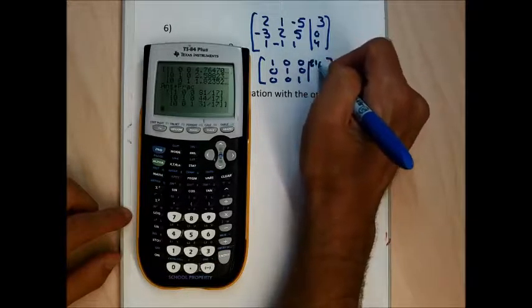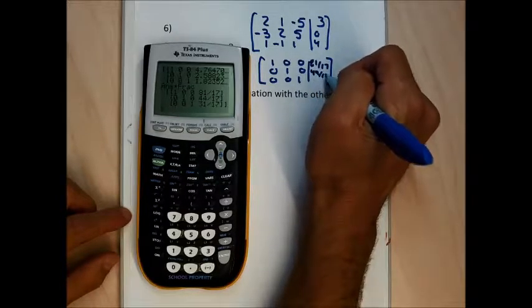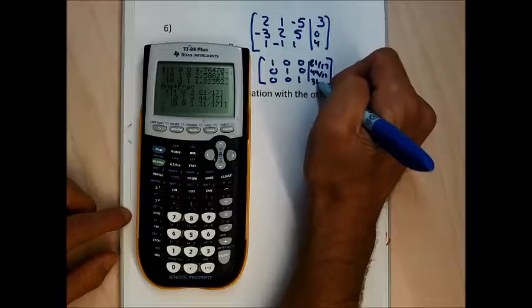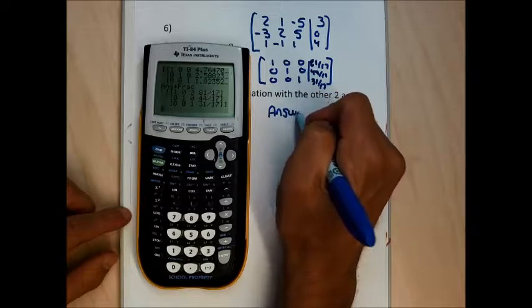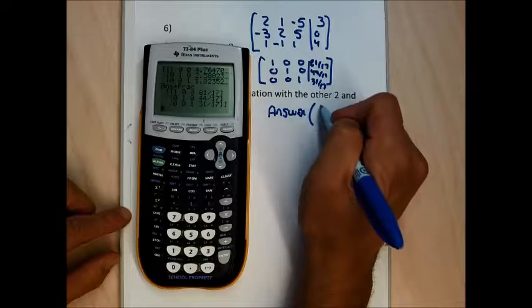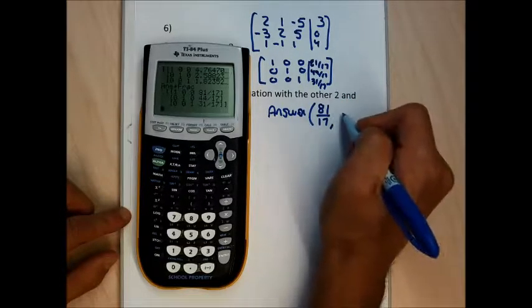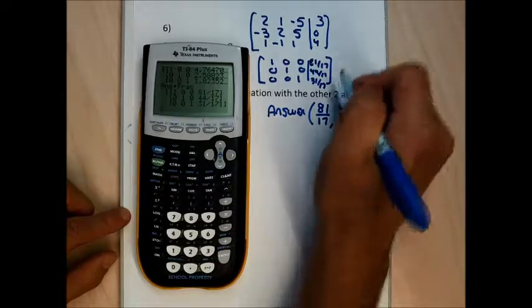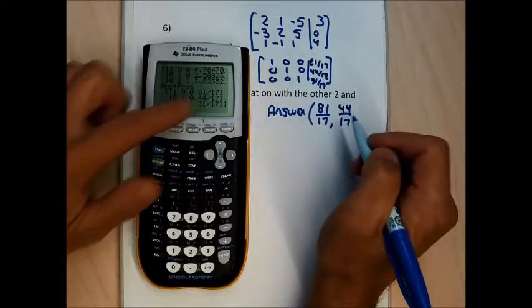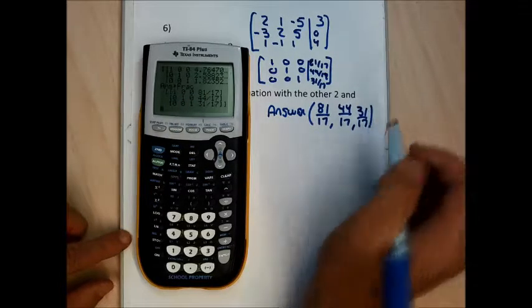81 over 17, 44 over 17, 31 over 17. The answer, another fraction. On the test, this won't be a fraction, but if you can do the fractions, you can do the non-fractions, that's for certain. So 81 over 17 is the x. 44 over 17 is the y. Not that it's that readable there, but hopefully it's readable there. And 31 over 17 is the z.